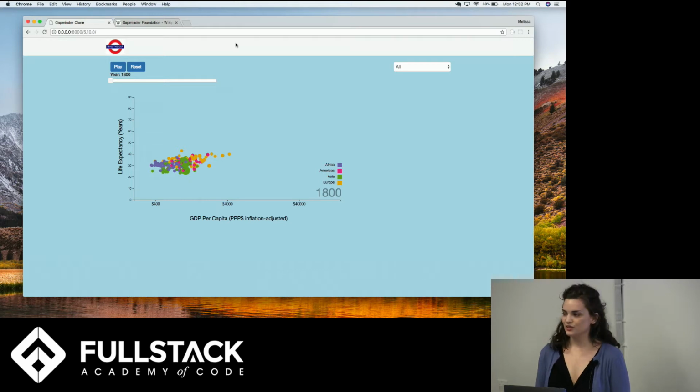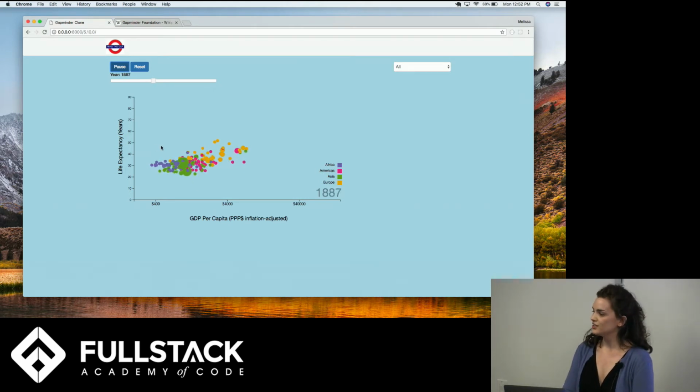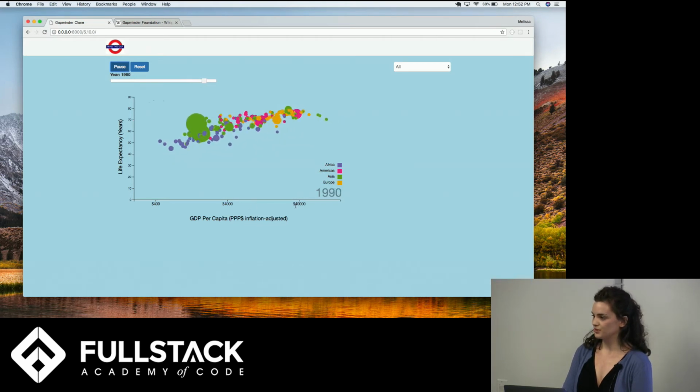So the first data visualization I want to show you guys is a clone from Gapminder, which promotes UN development goals. Here you can see starting in 1800 through 2014. This is by continent, so Africa, Americas, Asia, and Europe. How GDP grows and what life expectancy is like. And so you can kind of just see what's happening.